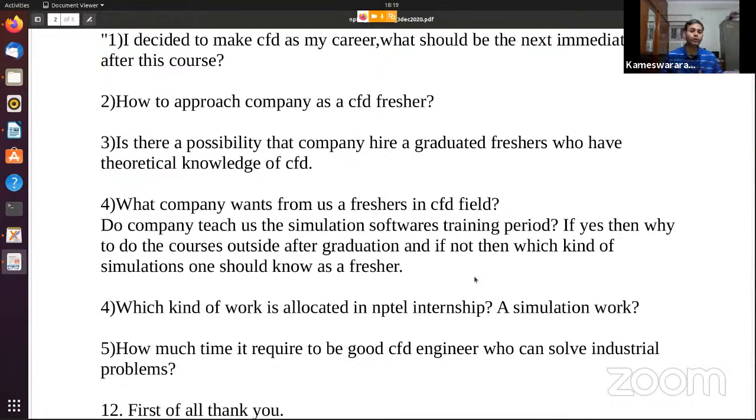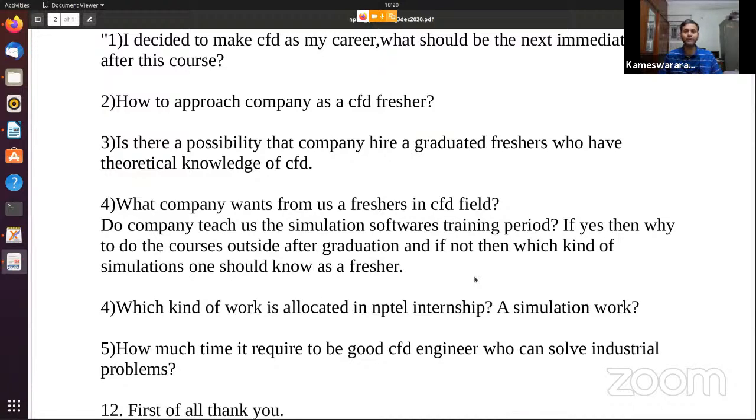Yeah, so why do courses outside graduation? Well, you don't have to do a course after graduation as such, and if you've already done it in your studies, then you don't have to do more courses. The only thing is that if you can learn the equations and then try to write the codes and so on, that will set you apart compared to others. And then you would also know the inner workings of the simulation software that you will be using in the company. Okay.